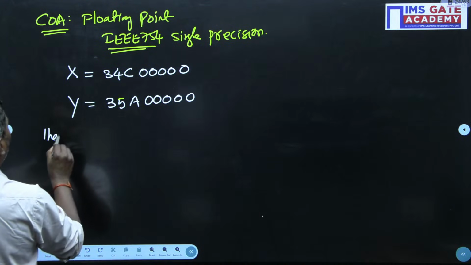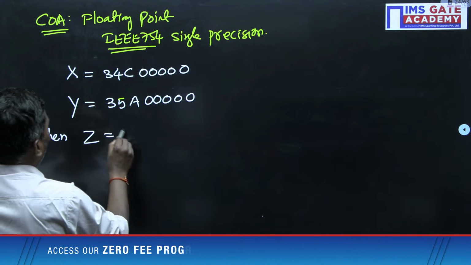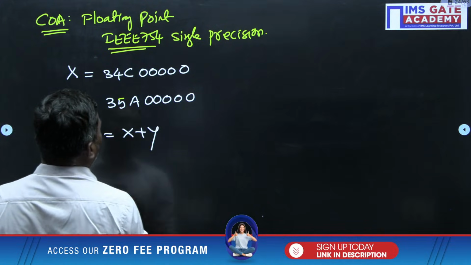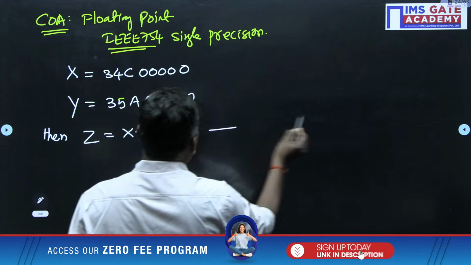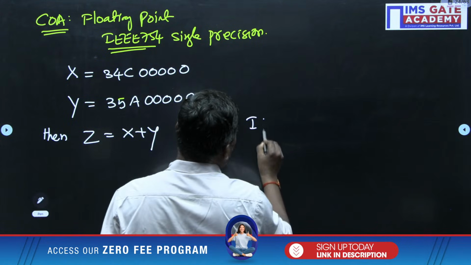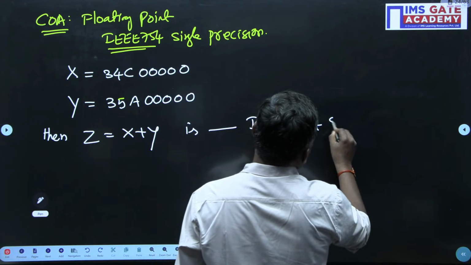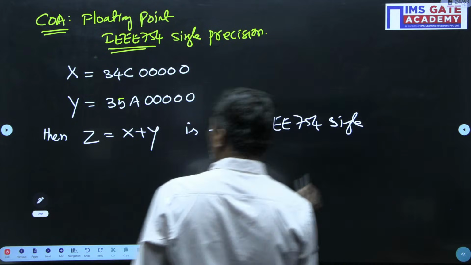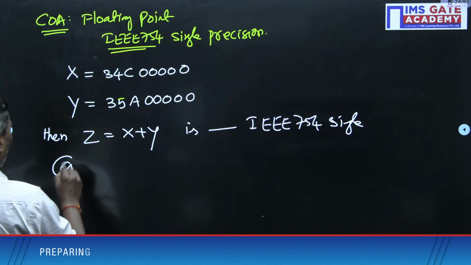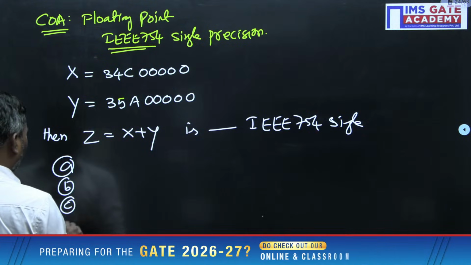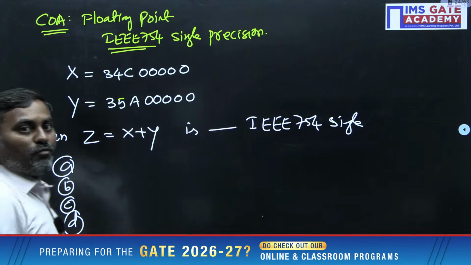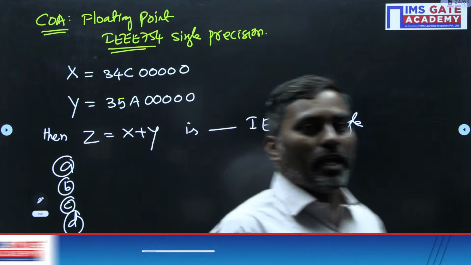Then Z equal to X plus Y is what, in IEEE format? In IEEE 754 single precision format only. Some options A, B, C like this are given, and those are in IEEE format only. Anybody got the answer?